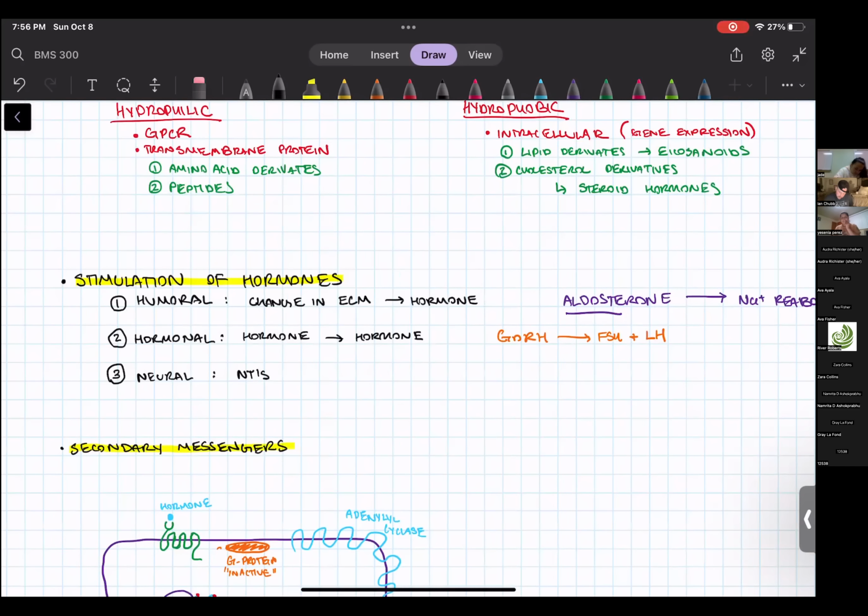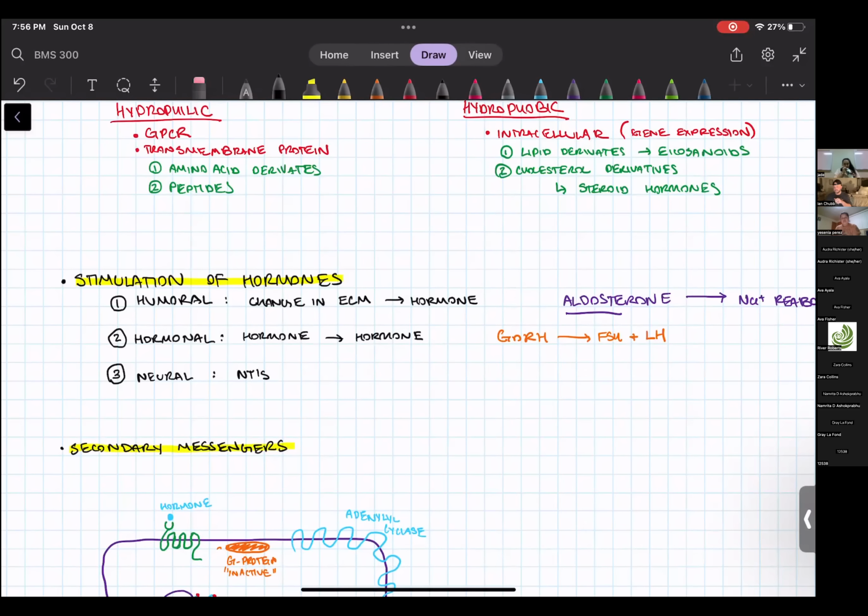So humoral could be anything in the blood, whereas hormonal would have to be the hormone actually binding on the cell, triggering that cell to release more hormones. Yeah, I think it would have to be hormone to hormone. GnRH is a good example. It's released from the hypothalamus, goes through the hypophyseal portal system, and once it gets to the anterior pituitary, that GnRH will bind to a cell there called a troph cell.